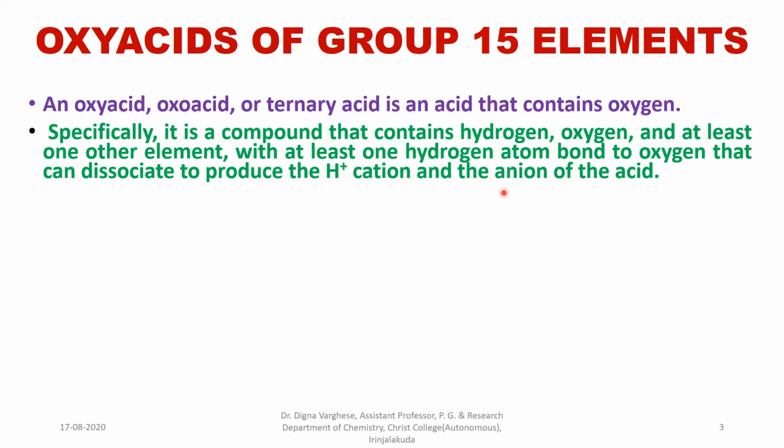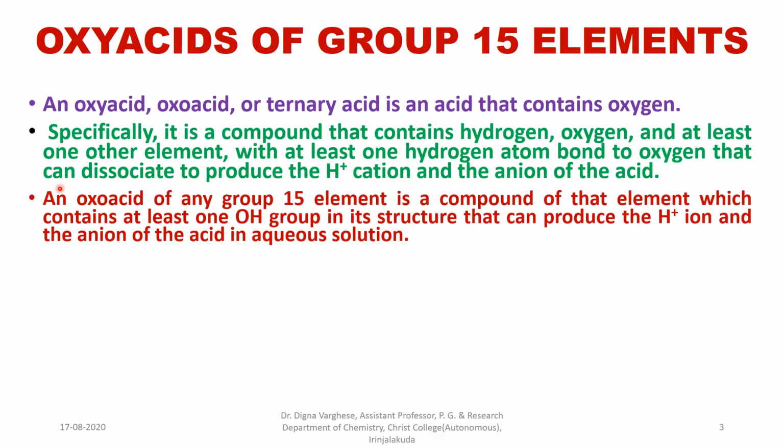So in the case of group 15 elements, an oxoacid of any group 15 element is a compound of that element. We know the members of the group 15 elements are nitrogen, phosphorus, arsenic, antimony and bismuth. Here the general formula of an oxoacid is shown in this equation, that is XOH.